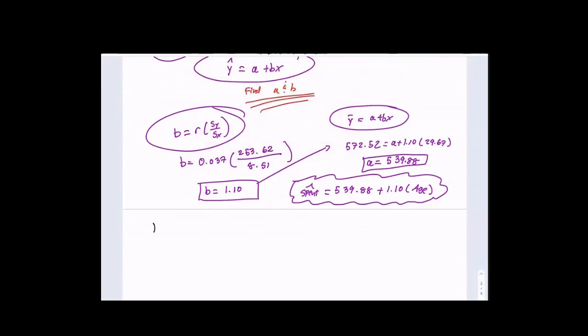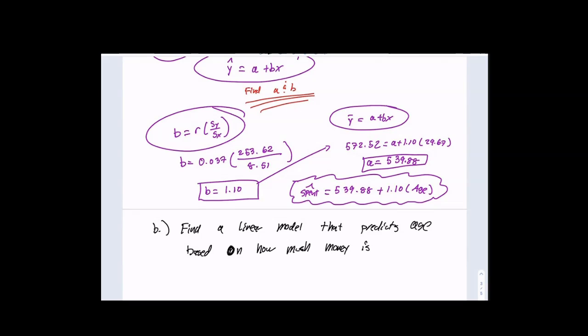B, find a linear model that predicts age based on how much money is spent.